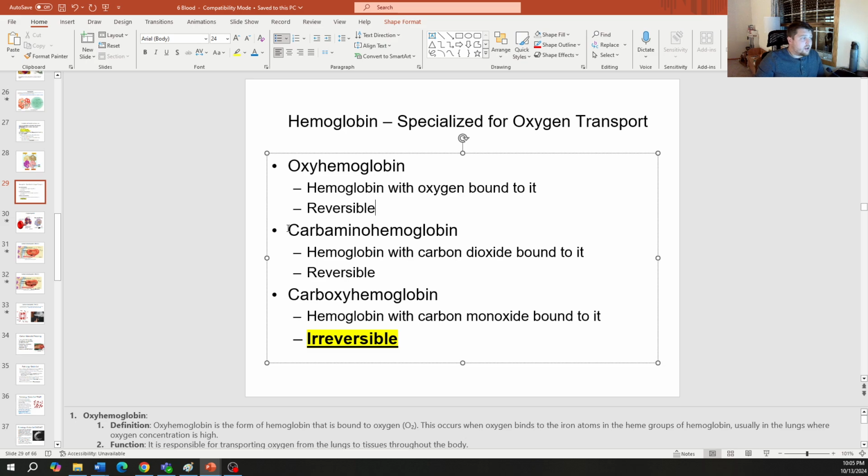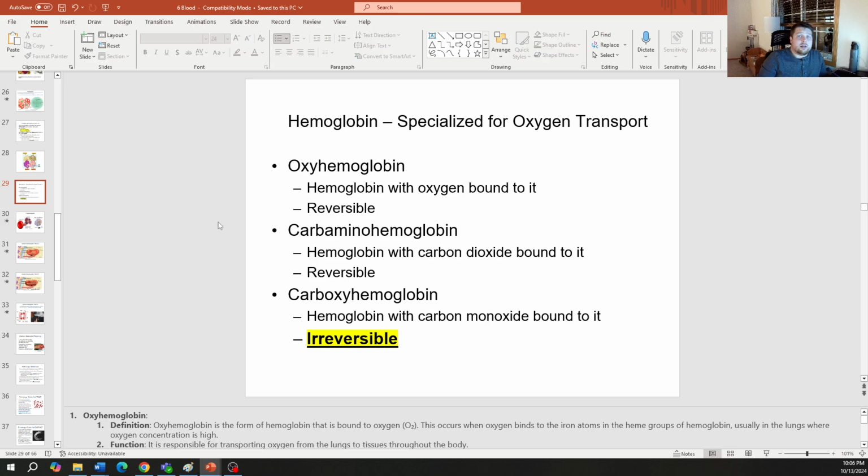Then we have carbaminohemoglobin. That is hemoglobin with carbon dioxide bound to it. Again, not an issue. Carbon dioxide is completely natural in the body, and our hemoglobin helps take carbon dioxide from the cells and brings it up to the lungs for us to get rid of as waste. So completely normal.